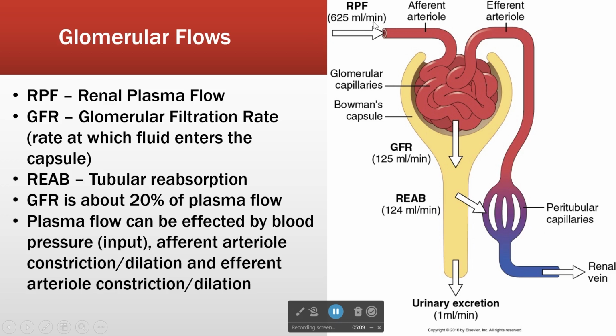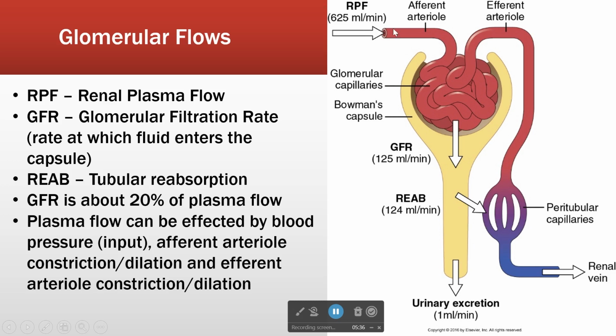So we have blood that enters the afferent arteriole. We give that amount of blood a name. That's called renal plasma flow. That's how much blood enters either the kidney or the nephron, depending on how you're looking at it. 625 mLs per minute, that's the kidney. So that's how much blood flow enters the glomerulus, RPF, renal plasma flow.